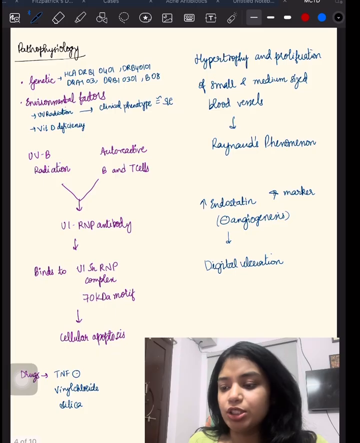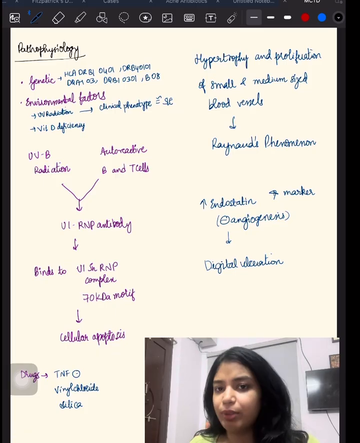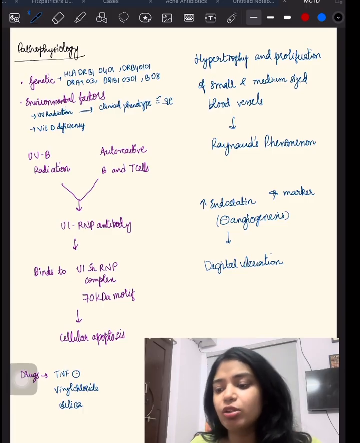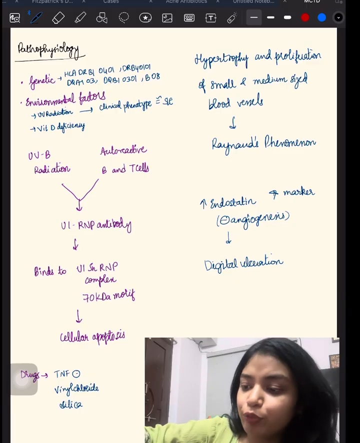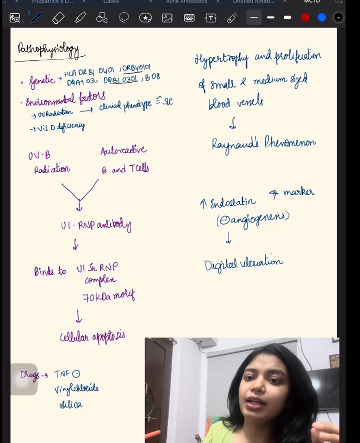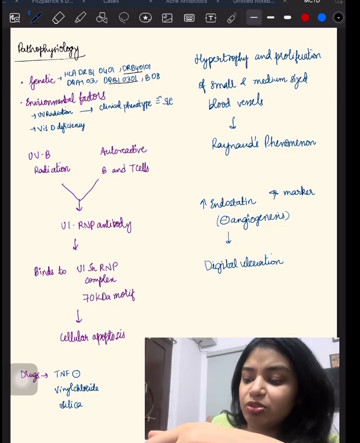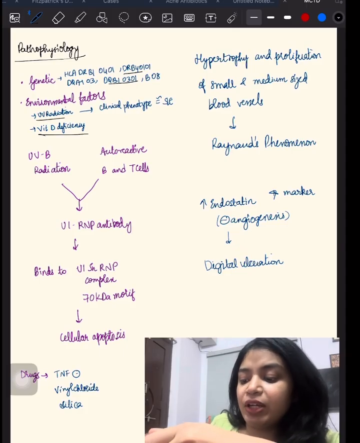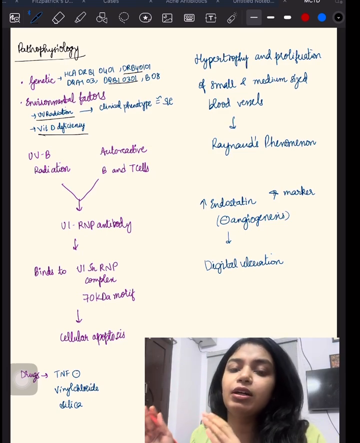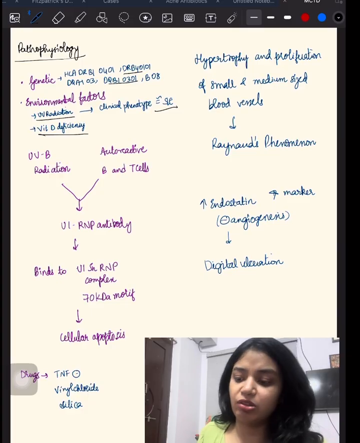Coming to the pathophysiology, there are two main factors. One is genetics, the other is environmental factors. Genetics, we know some of the HLAs have the predisposition: HLA DRB1, DRB4, DQA1, DQB1. Now coming to the environmental factors, again there are two main factors. One is UV radiation, the other one is vitamin D deficiency. Whenever MCTD is triggered by the UV radiation, the patient will usually have a clinical phenotype similar to that of systemic lupus erythematosus.